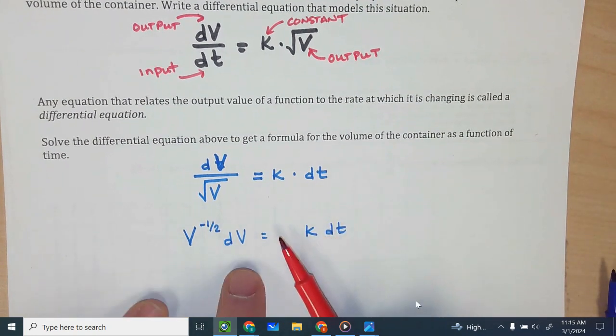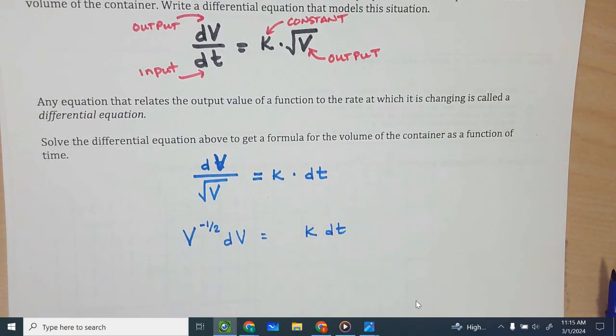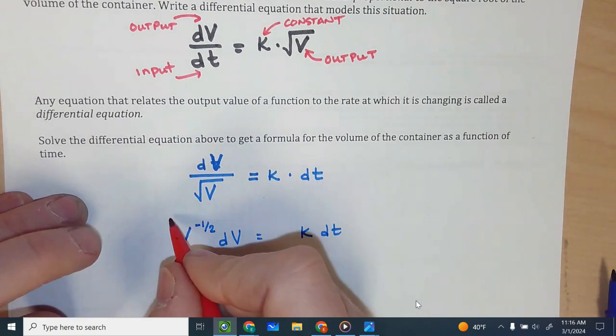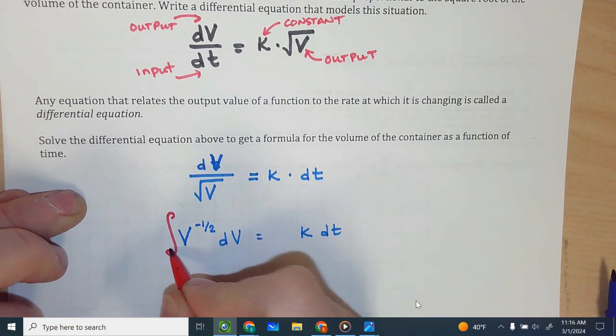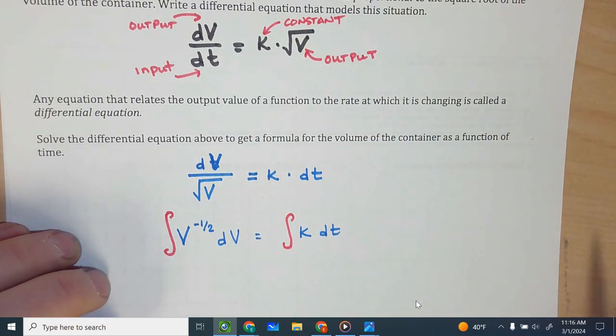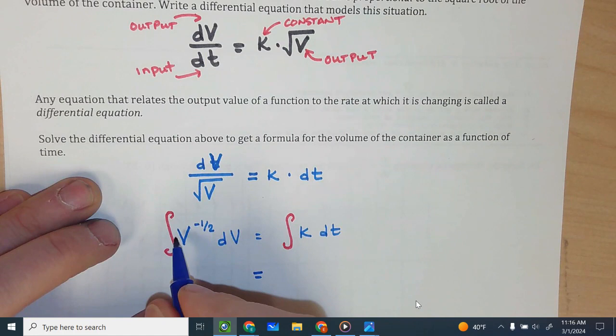Man, if these two expressions had an integral symbol, that would look like an integral. That's actually our next step. You're going to integrate both sides. I'll start with this side.